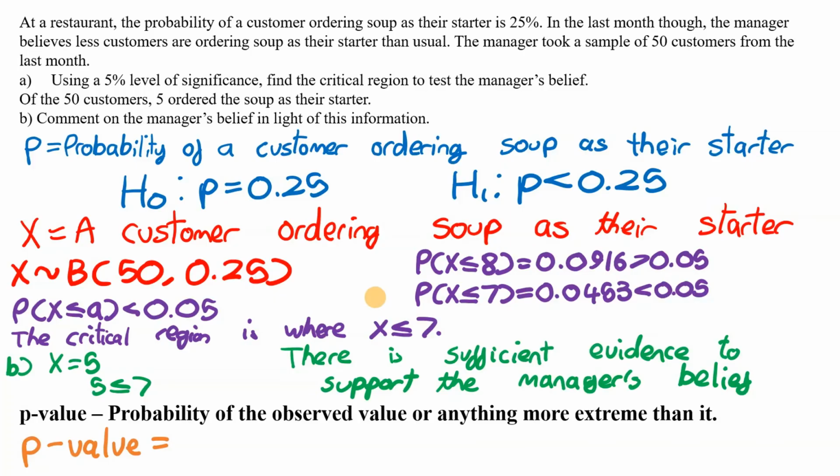So in this question here, the observed value is 5, because of the 50 customers, 5 ordered the soup as their starter. So therefore the p-value is the probability that x is equal to 5 or less than it. This is the probability of the observed value, 5, or anything more extreme than it, so it can be less than 5 as well. If you put this into your calculator to 4 decimal places, this is 0.0070. So this is the p-value.